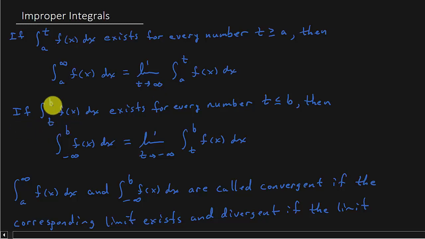If the integral from t to b of f of x dx exists for every number t less than or equal to b, then the integral from negative infinity to b of f of x dx is equal to the limit as t goes to negative infinity of the integral from t to b of f of x dx. So we're taking the negative infinity, replacing it with t, and then taking the limit as t goes to negative infinity.